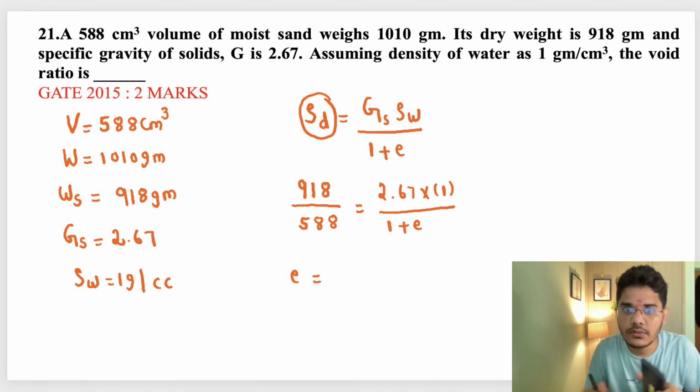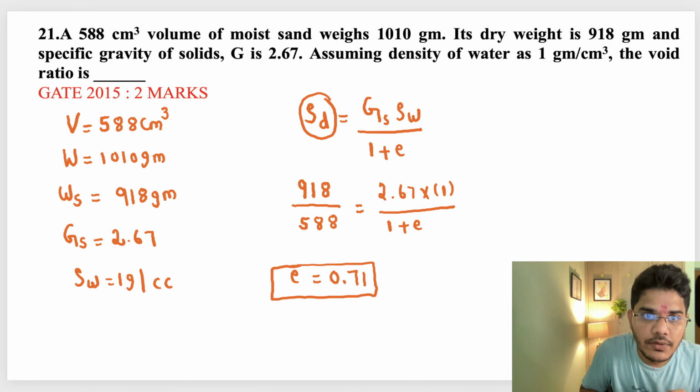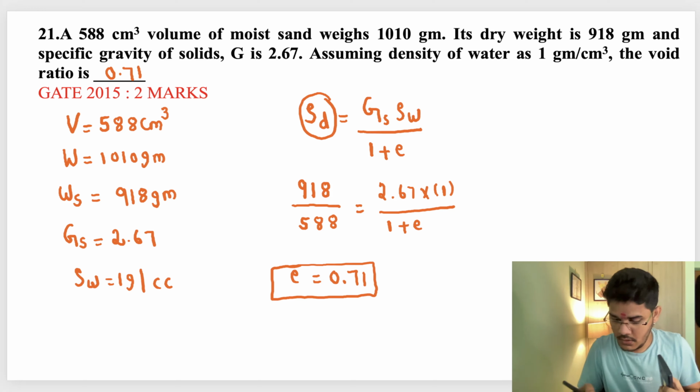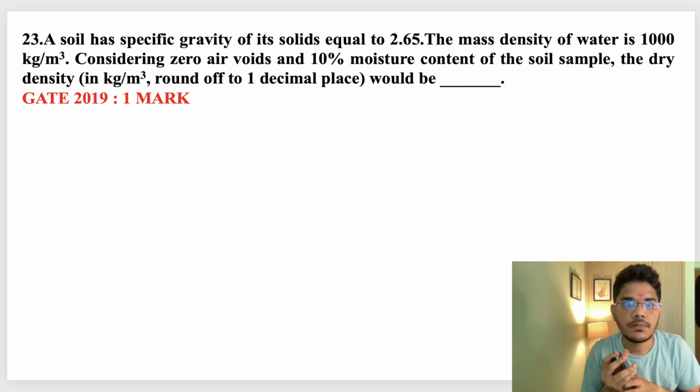So e is equal to 2.67 into 588 divided by 918 minus 1. So e is coming around 0.710, that means 0.71. So the value of e will be 0.71. Okay, and we'll discuss one more previous year GATE question.